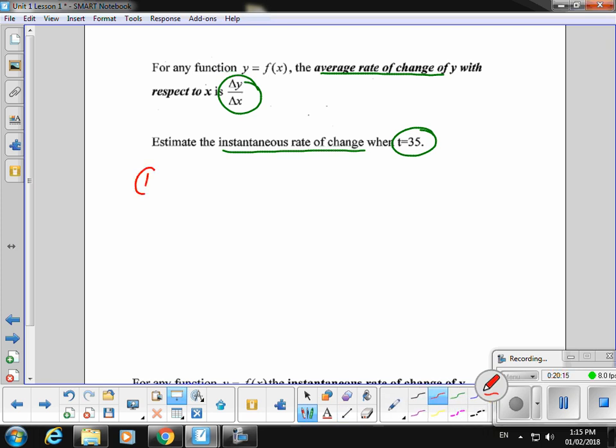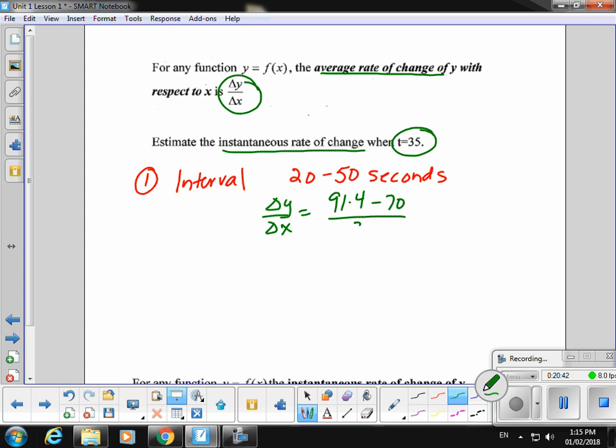So let's look first of all from the interval from 20 to 50 seconds and see what the rate of change is. From 20 to 50, I have delta y over delta x, which is 91.4 subtract 70 over 30. I don't like this, doing these videos, not having you guys talk to me. Okay, I am getting 0.713 approximately degrees per second as my rate of change over that interval.